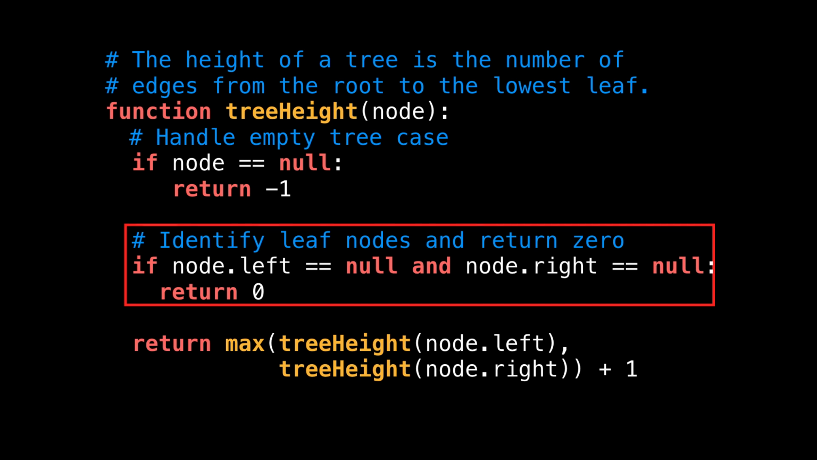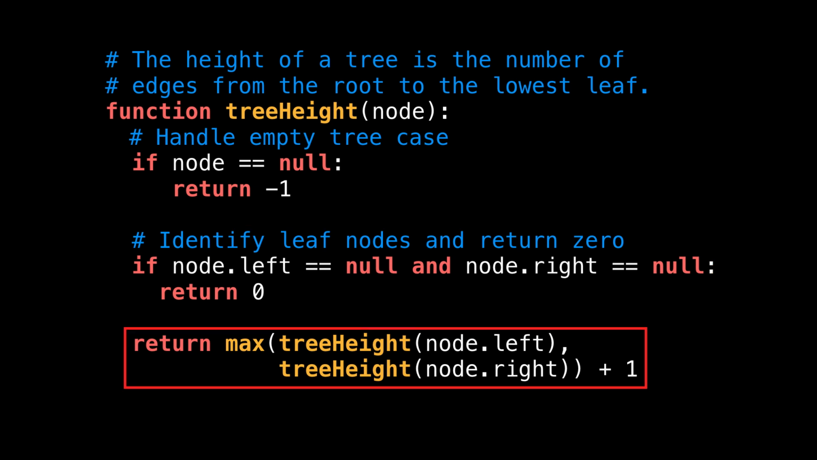Next, we check whether the current node is a leaf node by checking if both its left and right child nodes are null and return 0. If either of them are not null, then we know that this node has more children and we need to keep digging further down the tree. In the event we haven't found a leaf node, return the maximum height of the left subtree and the right subtree plus 1.